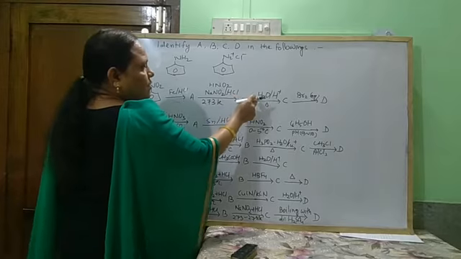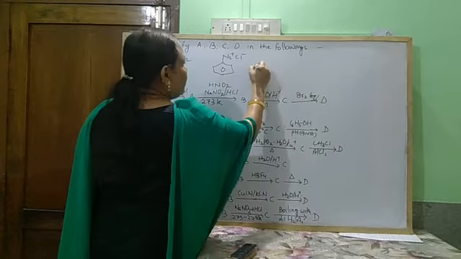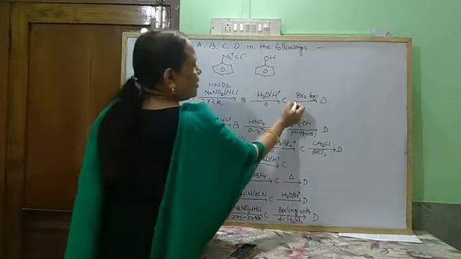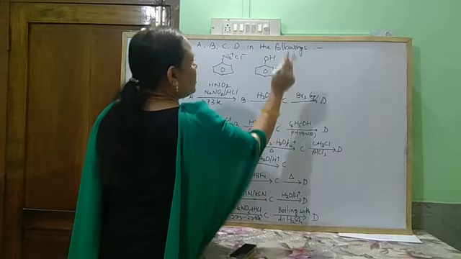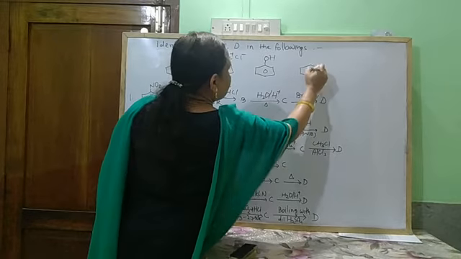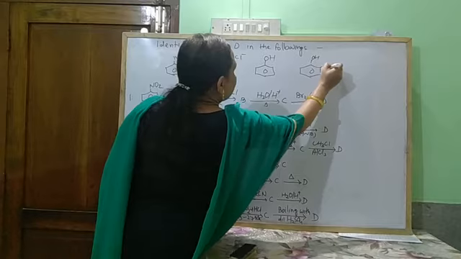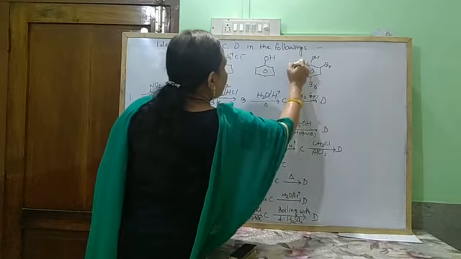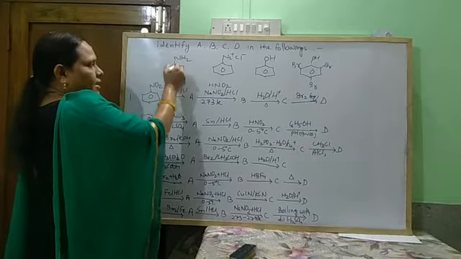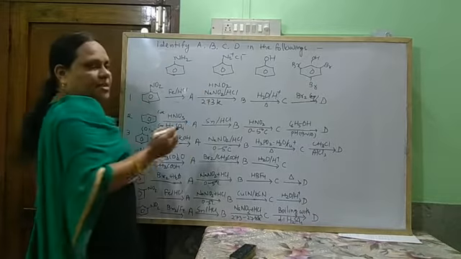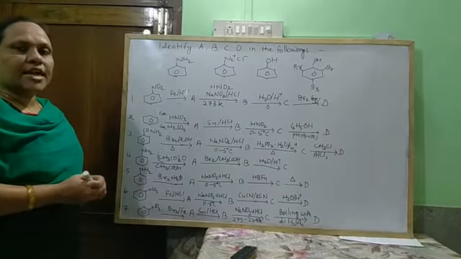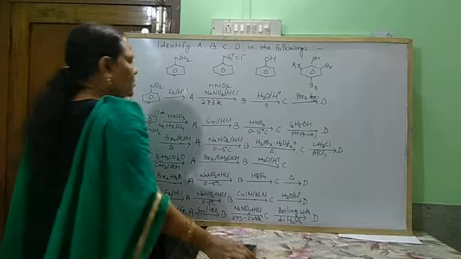And when this is heated with water, H+, it forms phenol. And phenol, when treated with aqueous bromine water, forms 2,4,6-tribromophenol. So this is OH, Br, Br and Br. So this is 2,4,6-tribromophenol. A is aniline, B is benzene diazonium chloride, C is phenol and D is 2,4,6-tribromophenol. Next, move to question number 2.